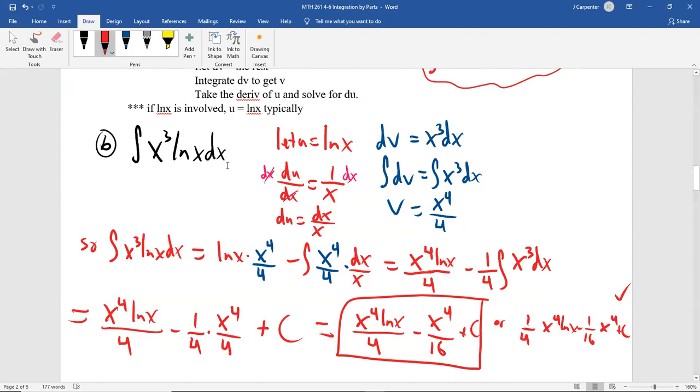So that was an example where we let u be, which you might not say is the simpler part, but it's got that special case.